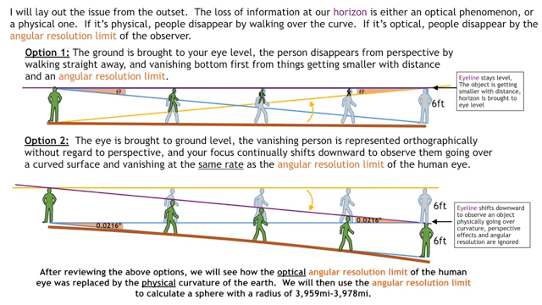After reviewing the above options, we will see how the optical angular resolution limit of the human eye was replaced by the physical curvature of the Earth, and we will then use the angular resolution limit to calculate a sphere with a radius of 3,959 miles to 3,978 miles.